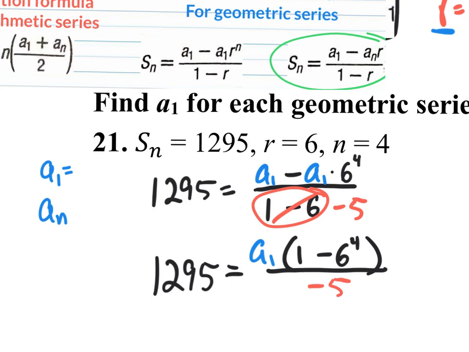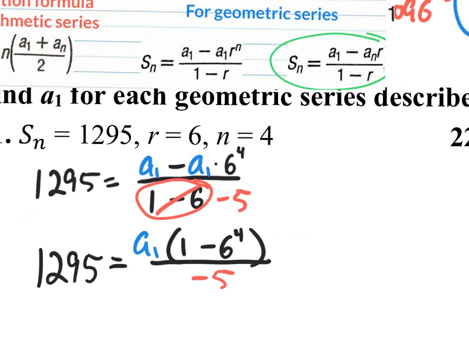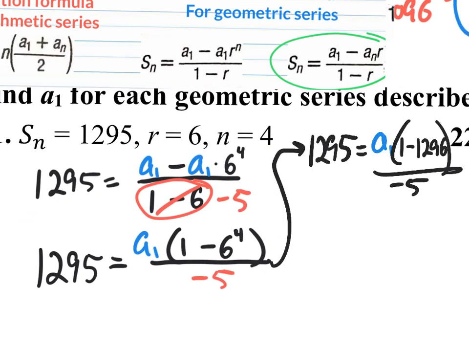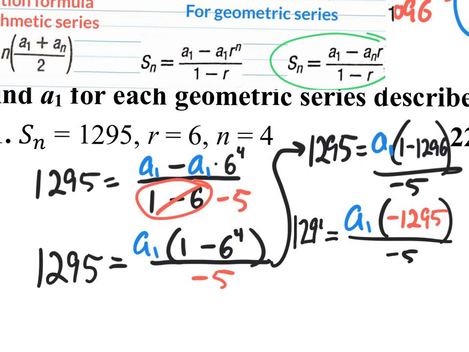And now this is some math that we could easily do. Use a calculator. What is 6 to the 4th power? That is 1,296. So we have 1,295 equals a sub 1 times 1 minus 1,296, all divided by negative 5. So let me do 1 minus 1,296, and that will be negative 1,295. Of course, divided by negative 5, and of course times the a sub 1 out here in the front, and it's still equal to 1,295.